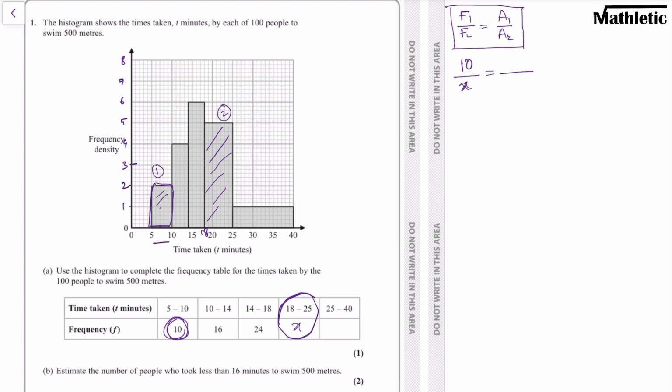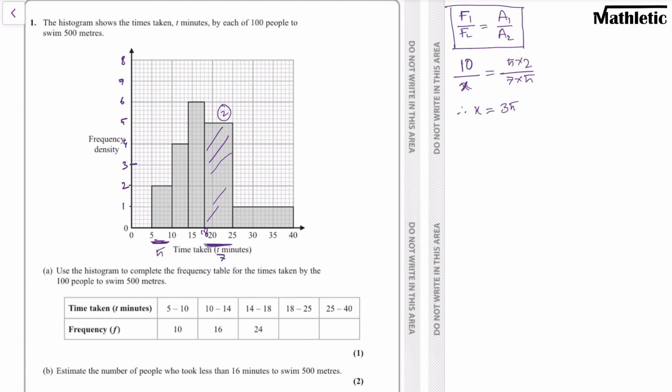A1 is the area of this first bar, so since it's a rectangle, it's just length times breadth. We have 5 over here and then 2, so 5 into 2. And for the area of this bar, 18 to 25, you have 7, and the height of this bar is 5, so 7 into 5. Solving this, you will get the value of X, which is 35.